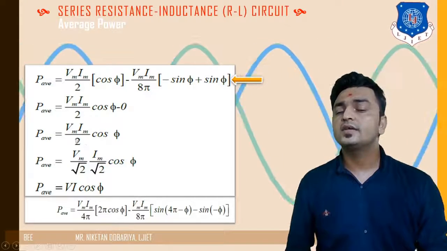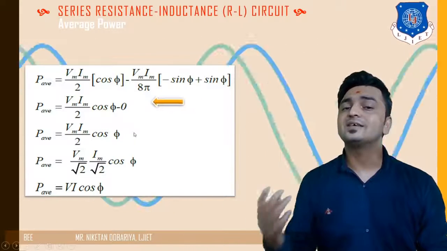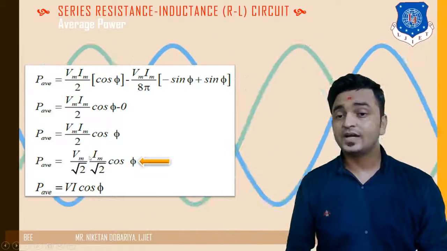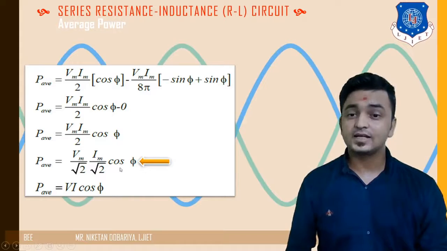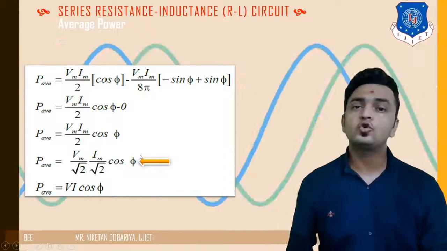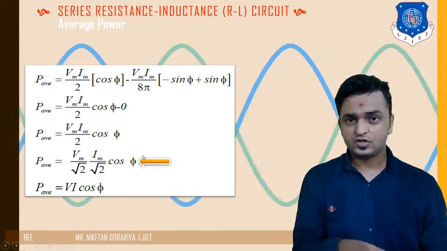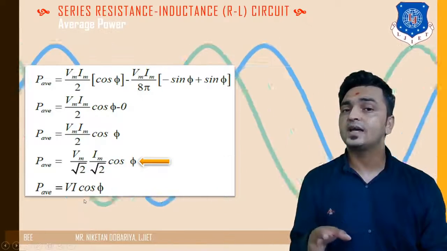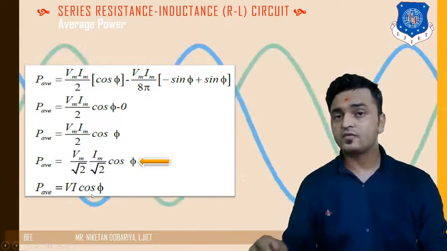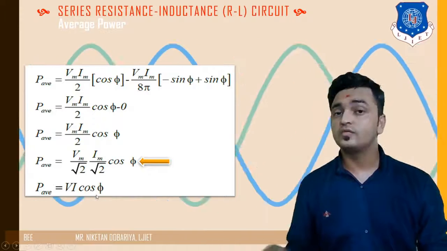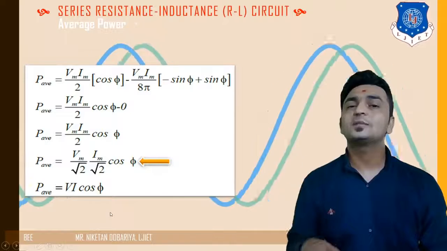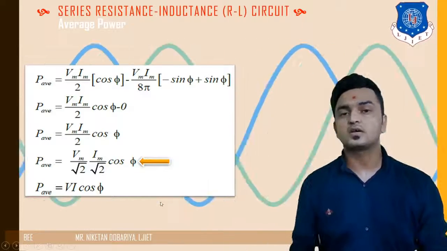In the division we have a 2, and if we replace it by root 2 into root 2, we get Vm by root 2 times Im by root 2 into cos phi. Vm by root 2 is nothing but V RMS, and Im by root 2 is nothing but I RMS. So capital V and capital I represent the RMS values of voltage and current. The final equation for average power is Vrms Irms cos phi.